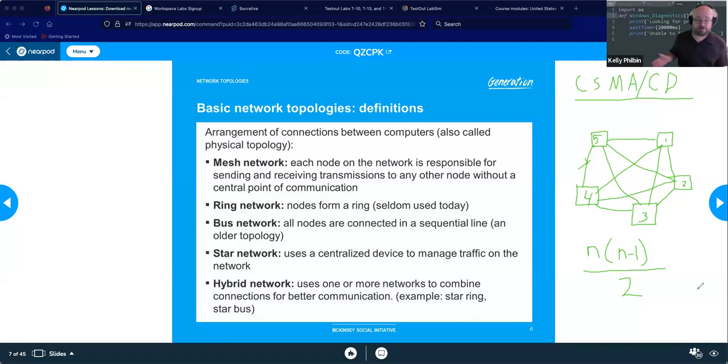I've added 3 computers, and I've almost tripled the number of connections I need. So the amount of connections you need grows exponentially with almost every addition to the network. So mesh networks, great in theory, hard to maintain.